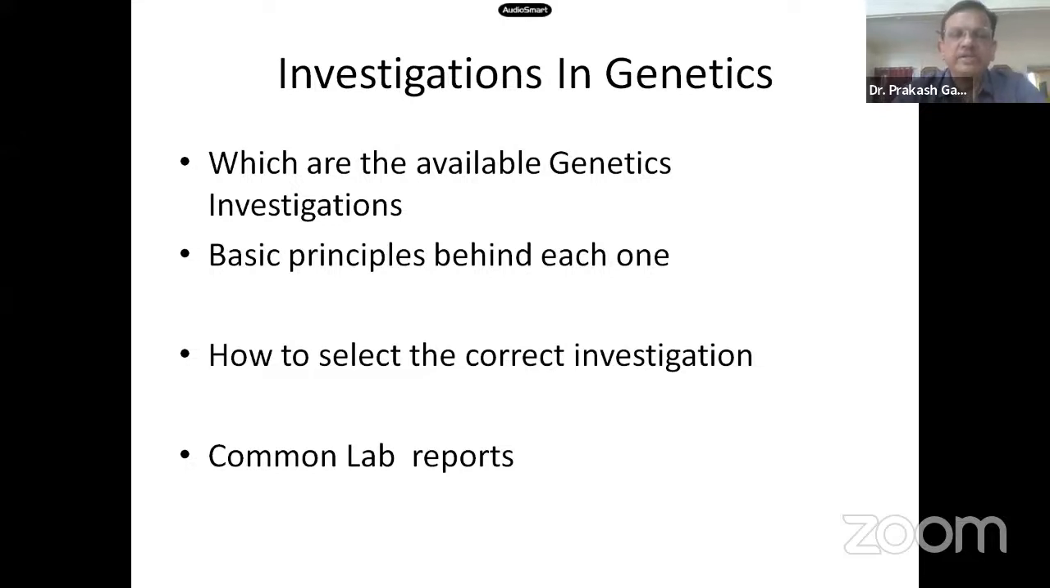So which are the investigations that are available in genetics that we will see in today's lecture? What is the basic principle behind each one, so that you can make your decision more appropriately to select the correct investigation? And we will also have a look at the common lab reports from genetics, because the lab reports are quite complicated. So I'll just try to make them a little easier for you to go through.